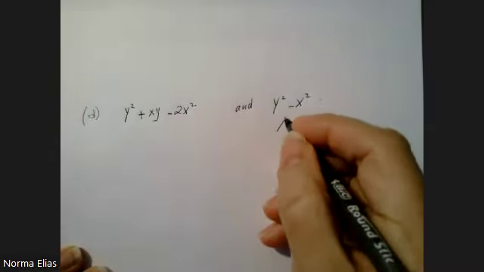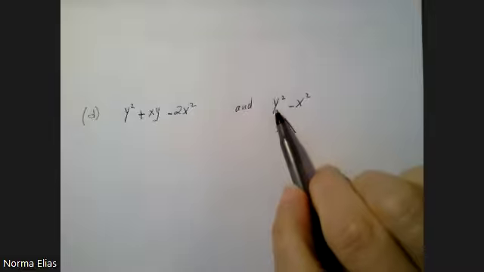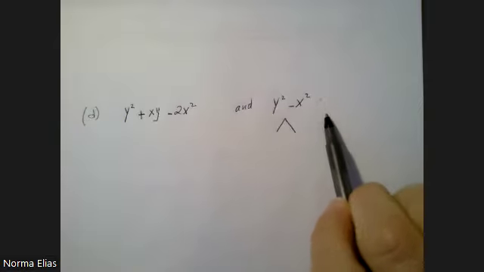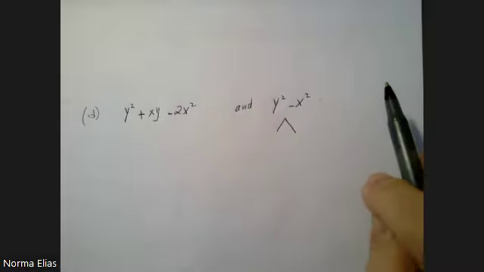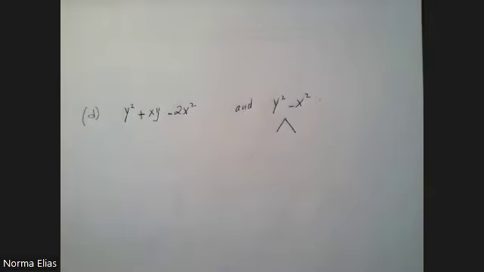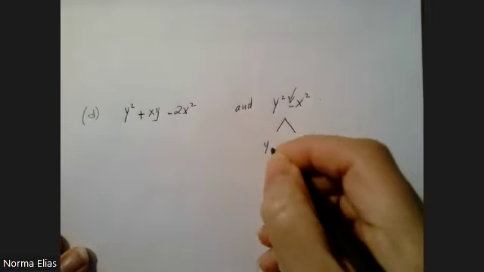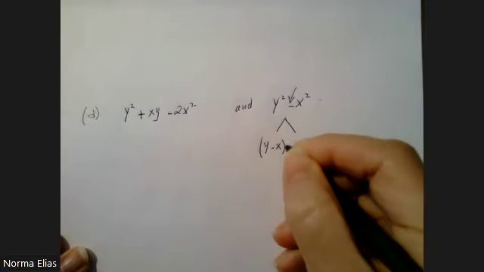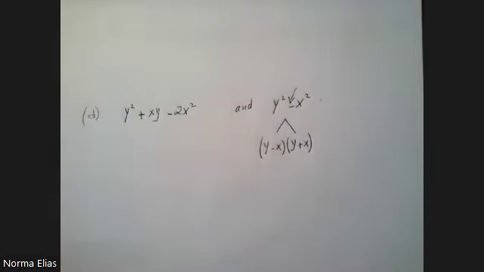I start with this expression. Do we know how to factor this expression? Something squared minus something squared. Whenever you see a difference of squares, slowly, I want you to internalize it the best you can. So difference of squares, that's a minus. So this will be y minus x times y plus x. And then nothing else. Very nice.